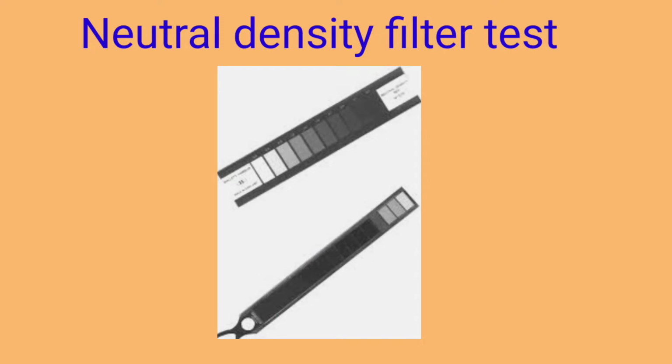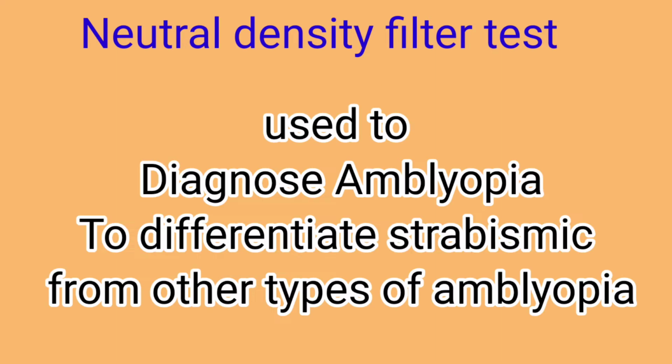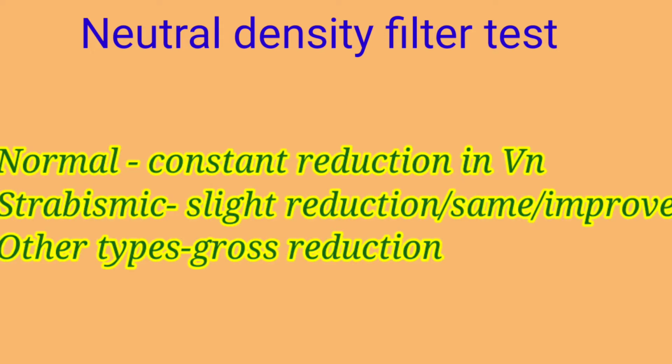Next, moving on to the neutral density filter test. This is how the neutral density filters look. So you choose the appropriate neutral density filter. This test is used to diagnose amblyopia and to differentiate strabismic amblyopia from other types of amblyopia. If you place the neutral density filter in front of the normal eye, there will be a constant reduction in the visual acuity depending upon which density filter you have selected. If you place it in front of the strabismic eye, there is slight reduction, or there can even be improvement in the visual acuity, or the visual acuity may remain the same. But in other types of amblyopia, there is gross reduction in the visual acuity.